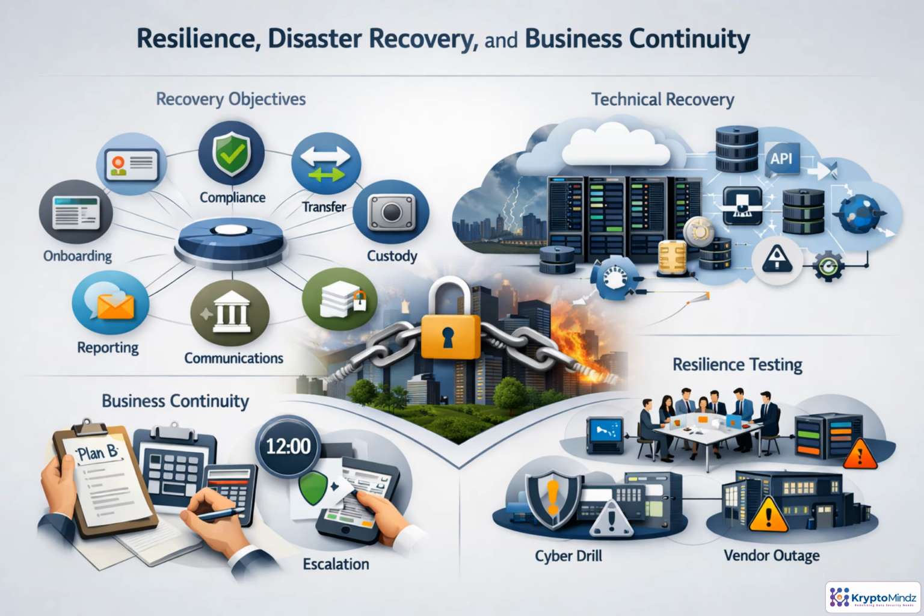Resilience planning begins by deciding which services must survive disruption: onboarding, compliance, transfers, custody, settlement, reporting, and communications. From there, set recovery targets, including how much data loss is acceptable and how quickly service must return. Technical recovery covers regions, databases, nodes, APIs, keys, and vendors. Business continuity covers manual workarounds, cutoffs, reconciliation, and authority. Finally, test the plan through failover drills, vendor outage simulations, cyber exercises, and communication rehearsals before a real crisis.